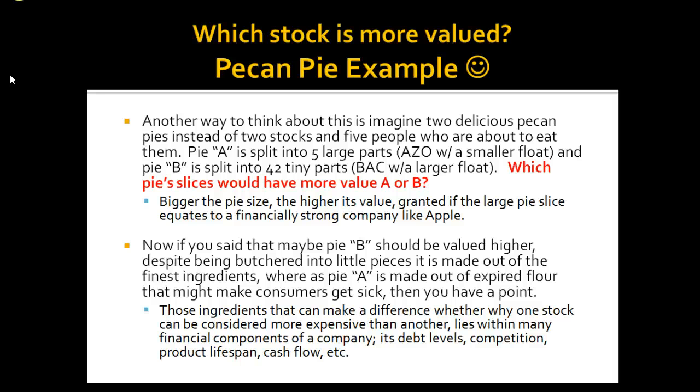So pie A is split into 5 parts, okay? We sliced it into 5 parts. And then we got pie B, split into 42 tiny parts. And we're going to refer to pie B as being Bank of America, that has a very large float. I forgot how many billion it is, but it's in the billions, versus AutoZone, which is in the millions.